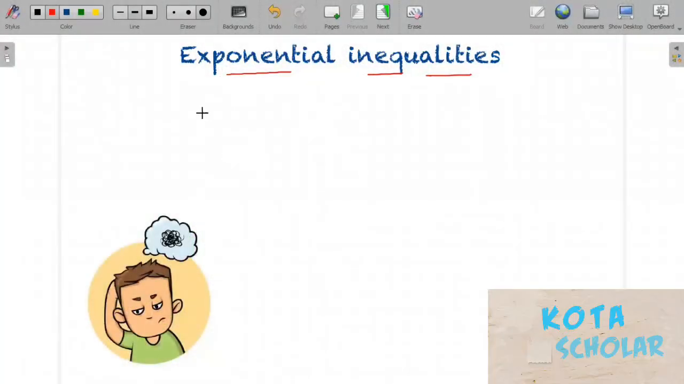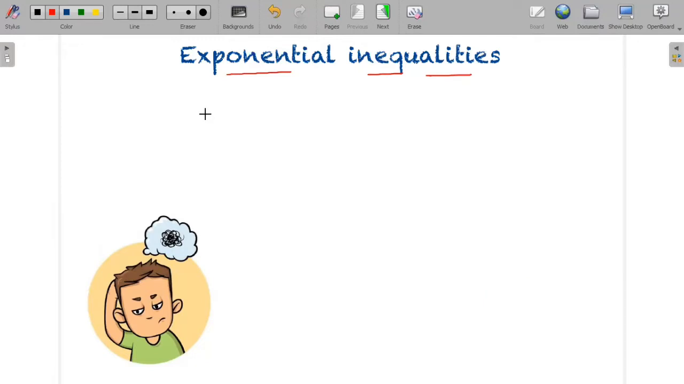Hello students, in this lecture we are going to study exponential inequalities. Exponential inequalities have an integral part in mathematics, and your algebra, trigonometry and even calculus are incomplete without exponential inequalities. Your log inequalities can't be understood without getting the concept of exponential inequality. So without any further ado, let's get started.